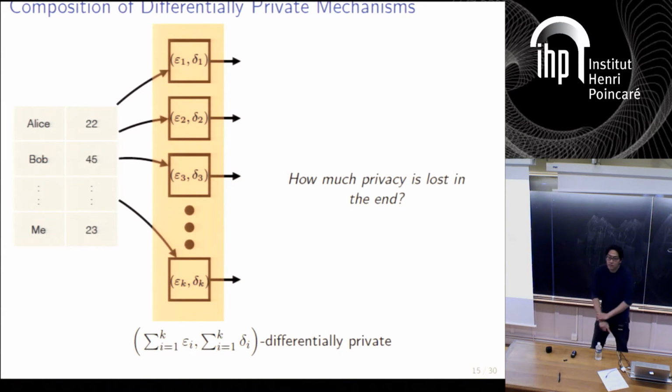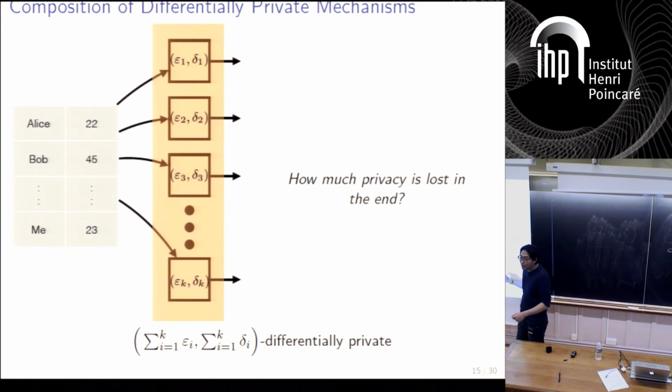Composition. So composition is the following. You have a database and you're accessing it using multiple mechanisms. One of the challenging parts is that the second query could depend on the output of the first query. So it's an interactive access. And each one is guaranteed, let's say, epsilon i, delta i differential privacy. And the question is, how much privacy is lost? Because you get this bunch of, let's say, k accesses, so you lost a lot of information or privacy, and how much is lost?